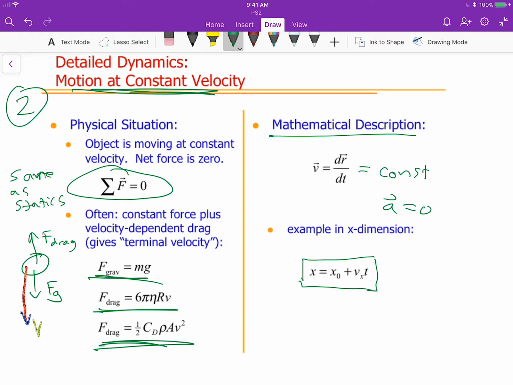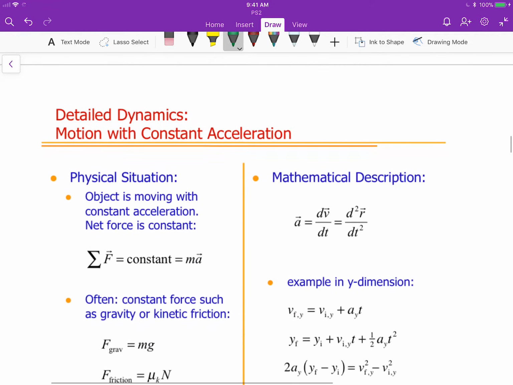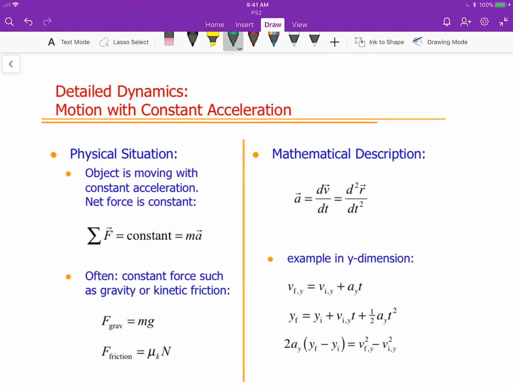So that's because we have this a, right? We sometimes would have an acceleration term, but our acceleration is 0 here, so there's no acceleration term in our kinematics. So that's what our kinematics is for this one. And then the third situation is when we have a constant acceleration.